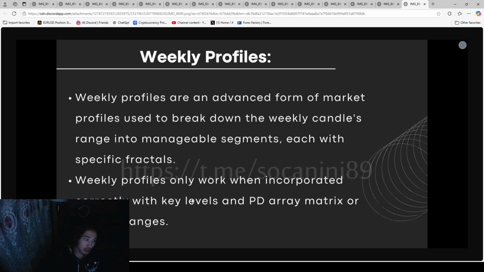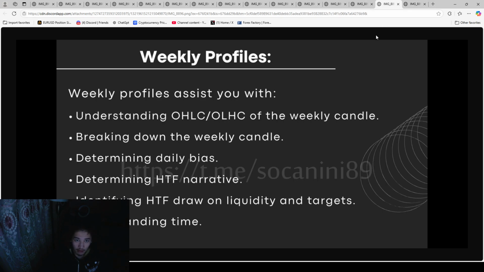It's not going to be the same. It's going to be harder than the daily, because you need more data throughout the week for this weekly profile. So let's go to the other page. It's the same thing as the daily profile, but a little bit more advanced.